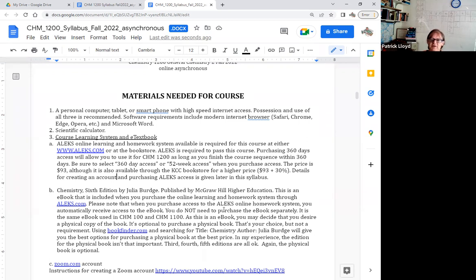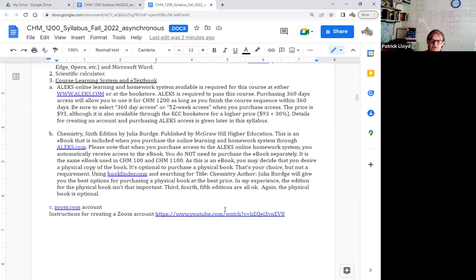And if you go to bookfinder.com, you can find earlier editions much more cheaply. I'm not going to go over and show it to you, but you can take a look at it. Okay, so that's just if you want a physical copy of the textbook. If you just want the e-textbook, which comes with the Alex, so it's not a separate purchase, no problem, just use that. Of course, you may need a Zoom account if you want to meet with me on Zoom, okay?